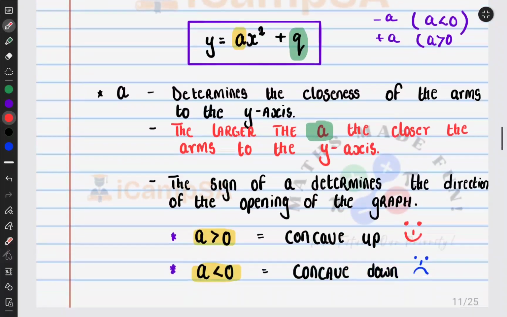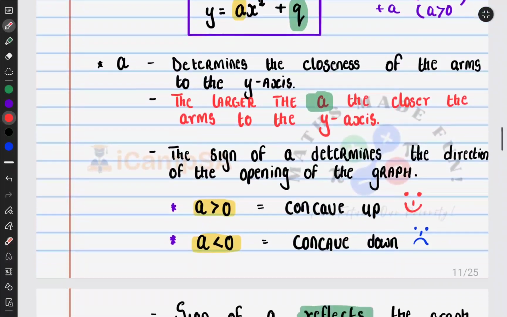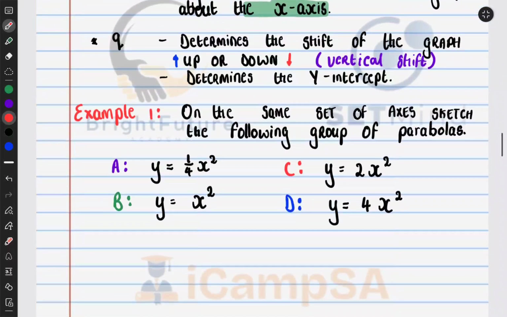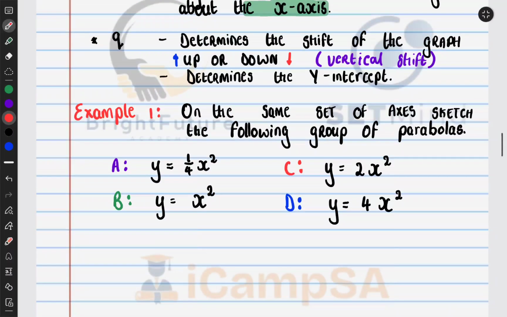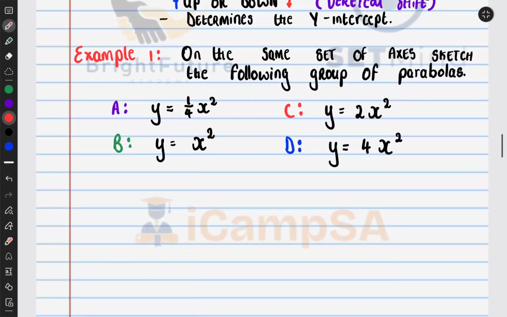Now let's go and do some examples so that you can visually see what happens when we alter these things, when we increase or decrease the value of a or the value of q, or when we change the sign of a or the sign of q. So for example number 1, on the same set of axes, sketch the following group of parabolas. So we have 4 parabolas here, the first one is 1 over 4 x squared. So here we only have the value of a and not q.